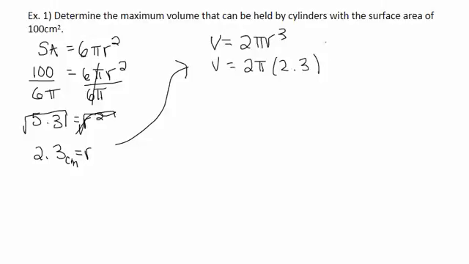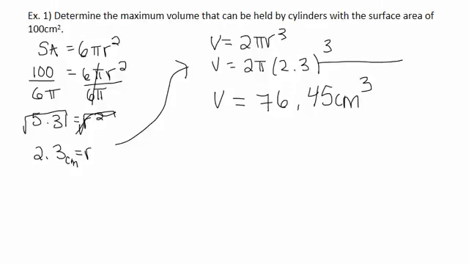And if we plug that all into our calculator, we're going to get volume is equal to 76.45 centimeters cubed. So therefore, the maximum volume that can be held by a cylinder with the surface area of 100 centimeters squared is 76.45 centimeters cubed.